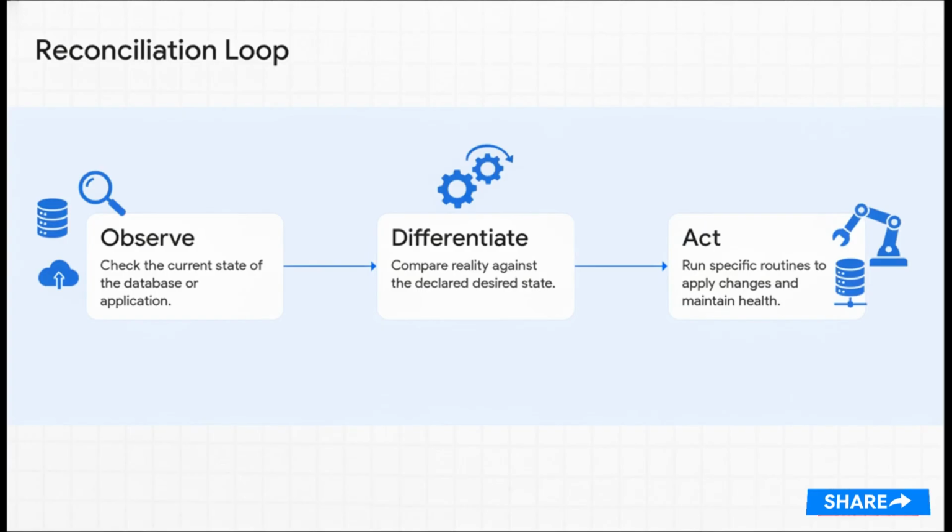To really break down that reconciliation loop, the cloud operator basically follows 3 exact tactical steps on repeat. First, it observes. It checks the current state of the database or application. Second, it differentiates. It compares that reality against the declared desired state provided by the engineers. And third, it acts. If there's any drift between reality and the desired state, the operator runs specific routines, like deploying clustered software or executing automated backups, just to maintain system health.